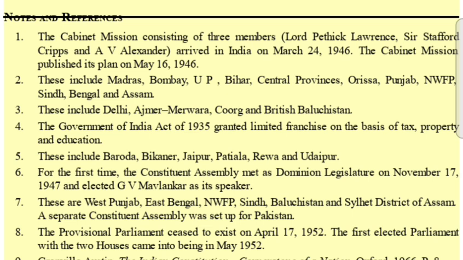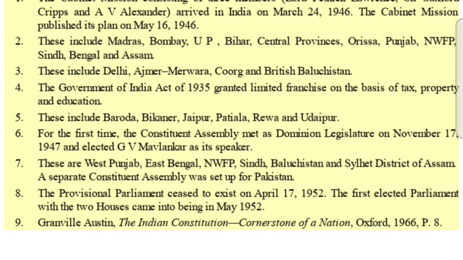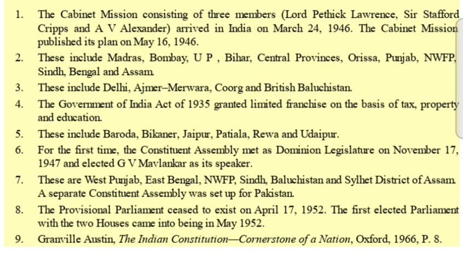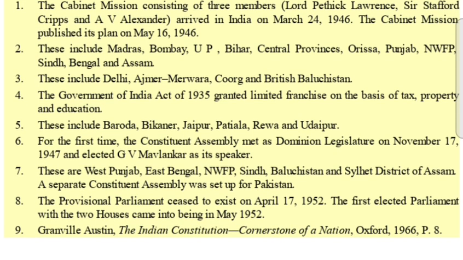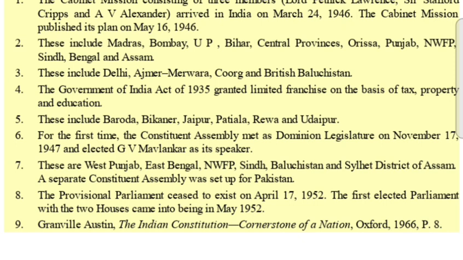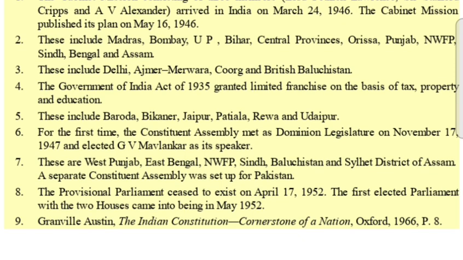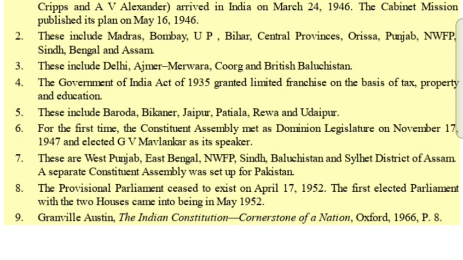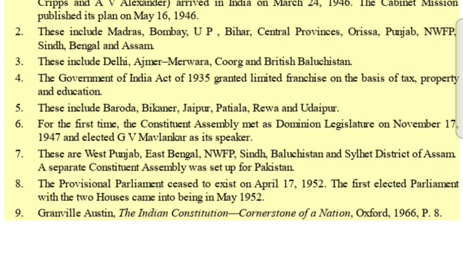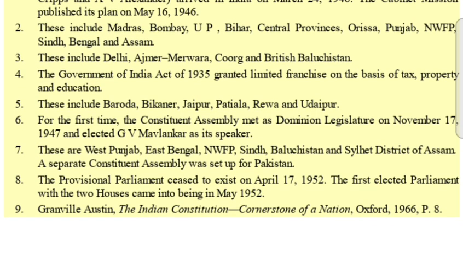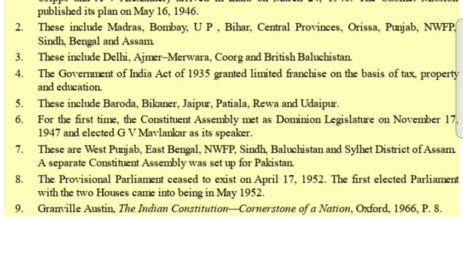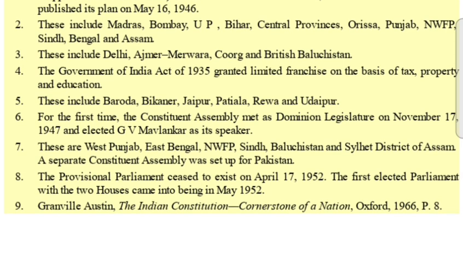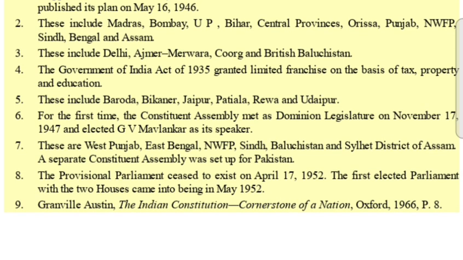Notes and references. 1. The Cabinet Mission consisting of 3 members, Lord Pethick Lawrence, Sir Stafford Cripps and A.V. Alexander, arrived in India on March 24, 1946. The Cabinet Mission published its plan on May 16, 1946. 2. These include Madras, Bombay, UP, Bihar, Central Provinces, Orissa, Punjab, NWFP, Sindh, Bengal and Assam. 3. These include Delhi, Ajmer Merwara, Coorg and British Baluchistan.